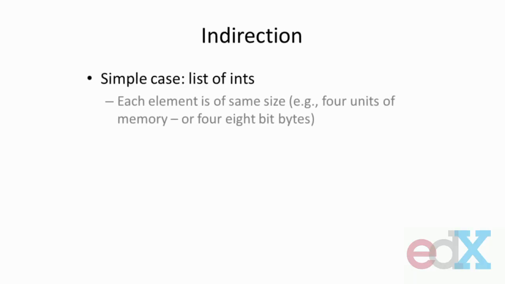The answer, by the way, is yes, but let's look at why. So let's look at a simple case. Imagine my list is just a list of integers. So each element is of the same size. For example, it might be 4 units of memory, or 4 8-bit bytes. We won't worry about the details of how it's stored, but we might say, okay, I'm going to take 4 pieces of memory, stitch them together, and that's the size of each one of my elements.